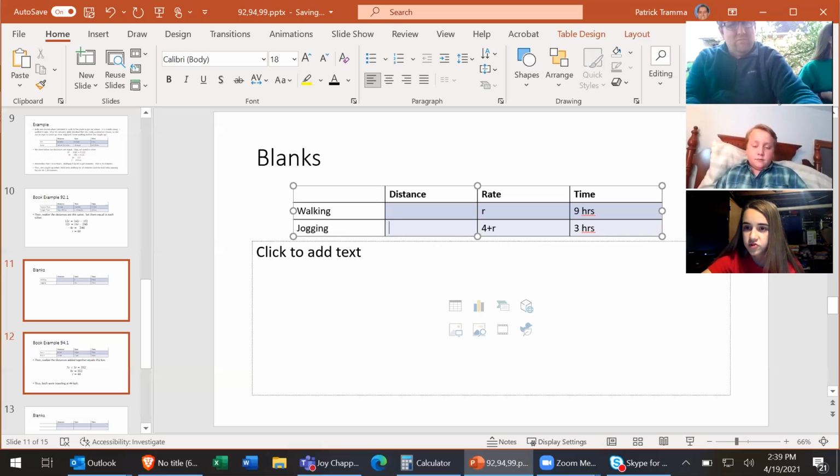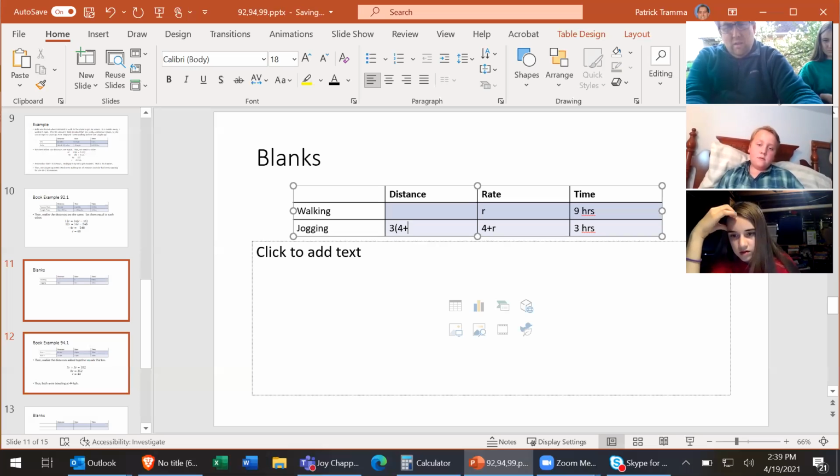By multiplying. Yep. So go ahead, multiply for me. Wait, what am I multiplying again? Rate times time equals distance. So it's... wait, that would be 12 plus R. Is that how you do that? Not quite. You have to multiply the whole thing in parentheses. So 3 times the quantity 4 plus R, right? Yeah.